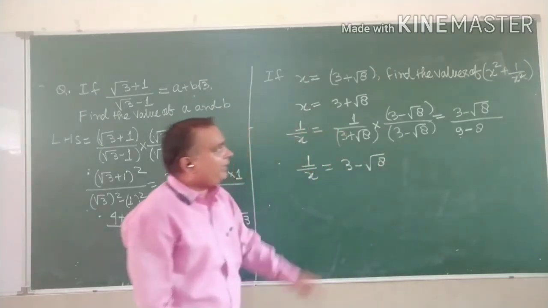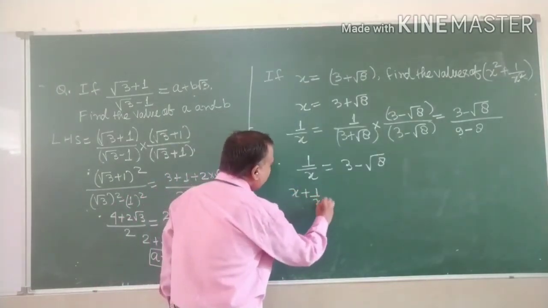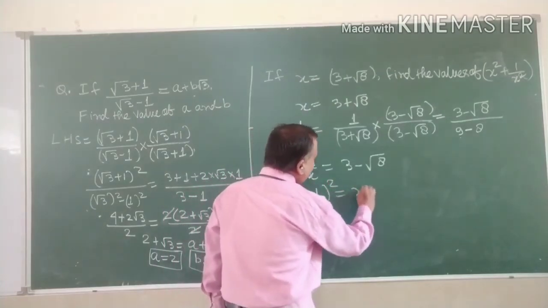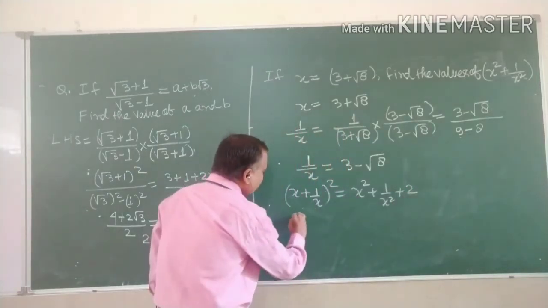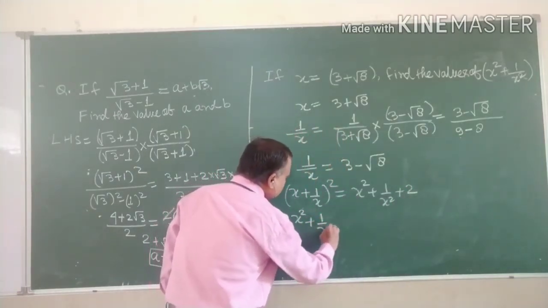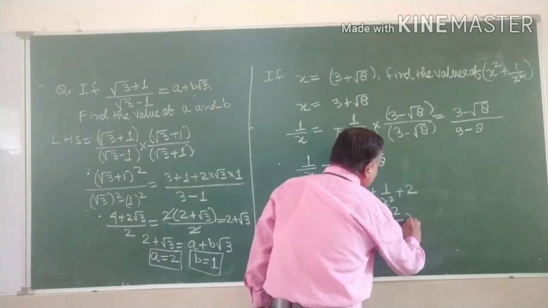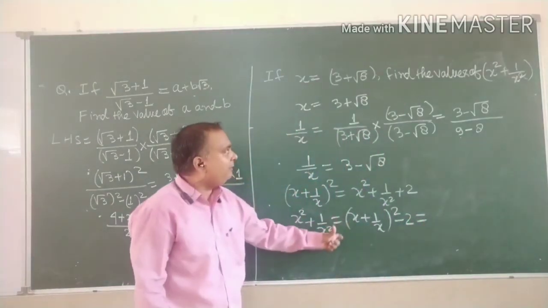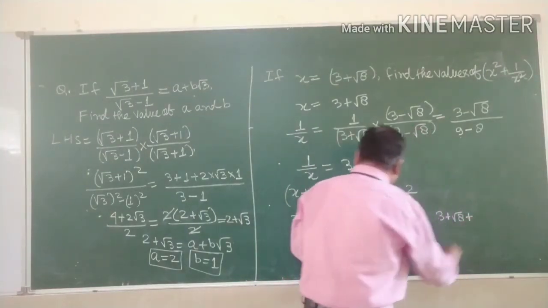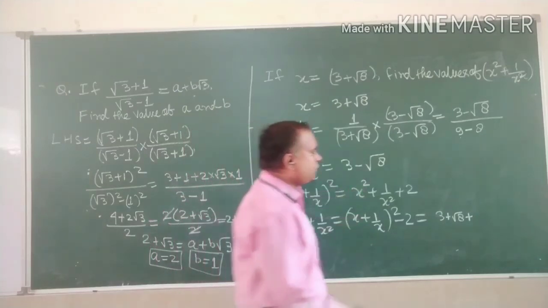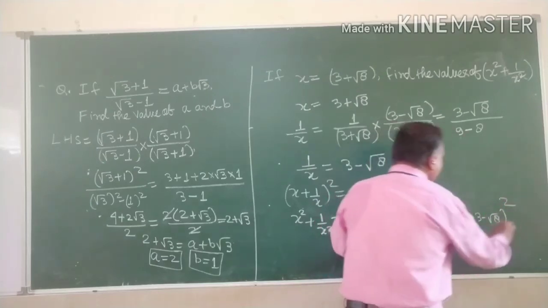Now we have to find the value of x square plus 1 upon x square. We know that (x plus 1 upon x) whole square equals x square plus 1 upon x square plus 2, or we can write x square plus 1 upon x square equals (x plus 1 upon x) whole square minus 2. Now put the value of x and 1 upon x. The value of x is 3 plus root 8. What is the value of 1 upon x? The value of 1 upon x is 3 minus root 8. And it is whole square and minus 2.